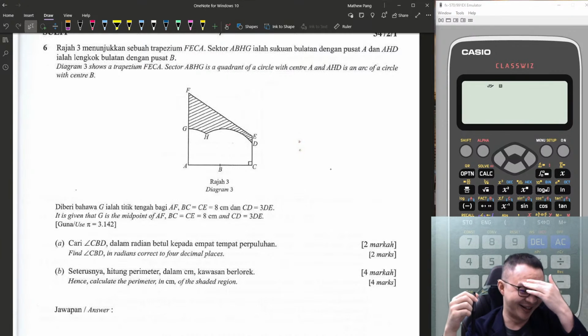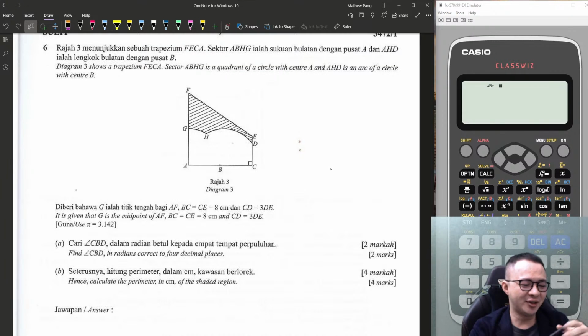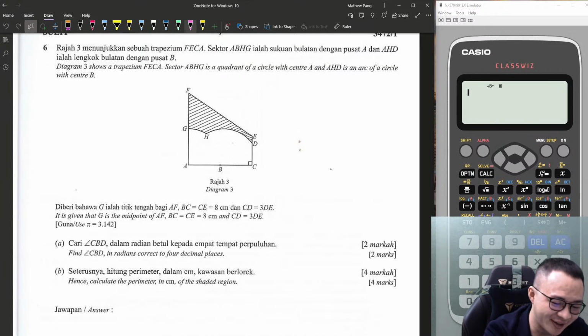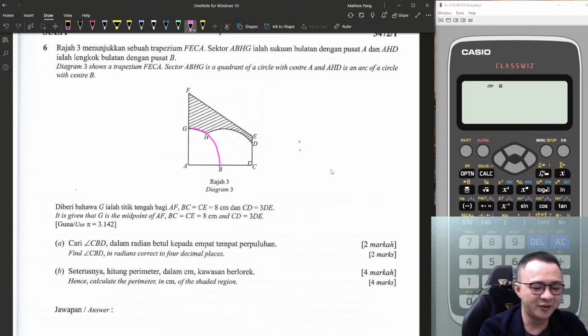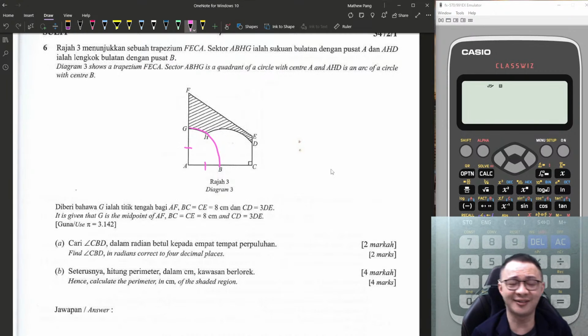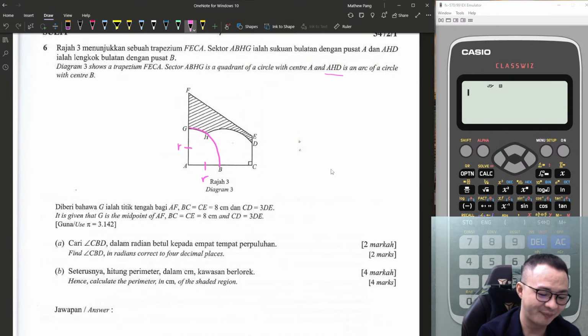Okay, let's begin. So Diagram 3 shows a trapezium. So obviously we can see a trapezium. And the sector ABFG. So yeah, the sector is not so obvious, I'm going to help you. So ABFG, there's a sector here. So for this sector, first thing is this one is the same length, isn't it? Because they are a sector, here must be radius, here must be radius, right? Okay, first logic. And then you also have AHD is an arc of the circle with center B. Okay, so then we have another length, which is called what?